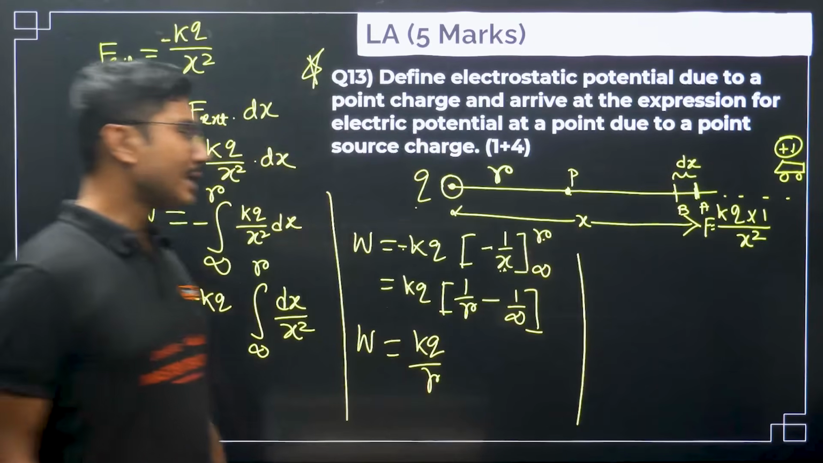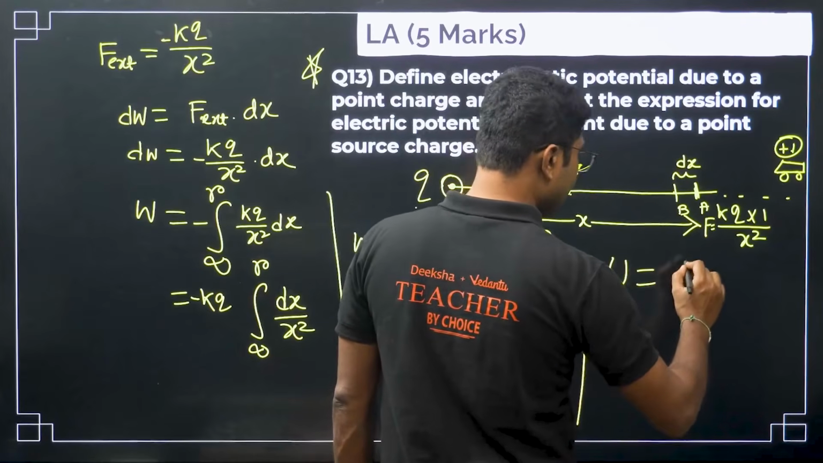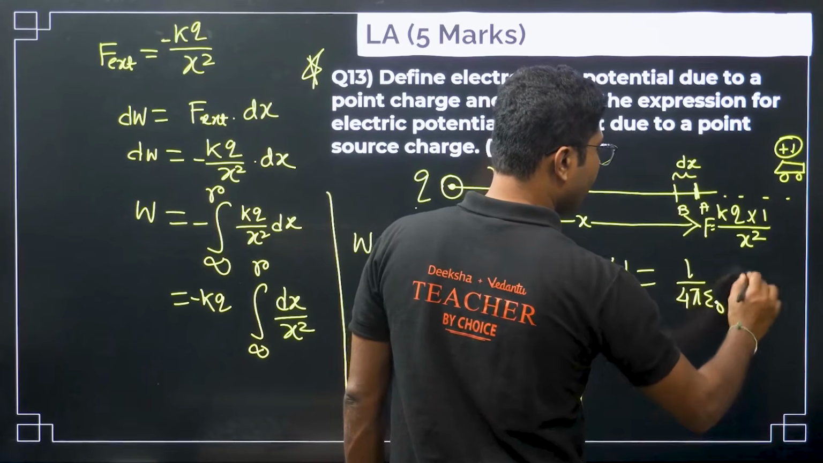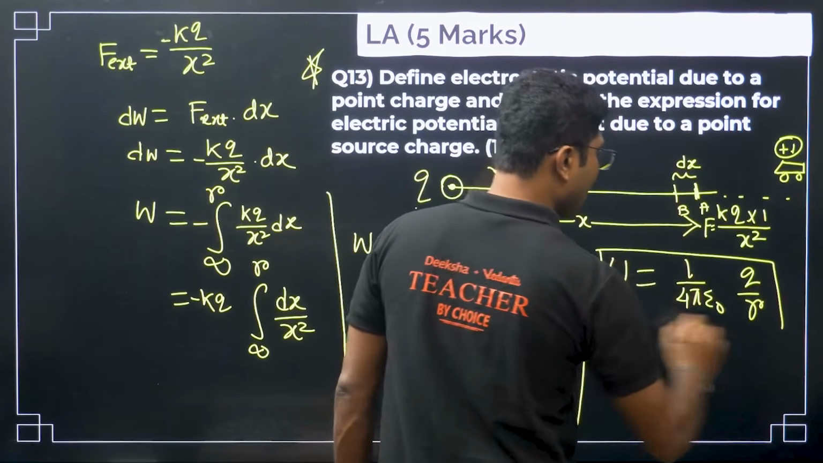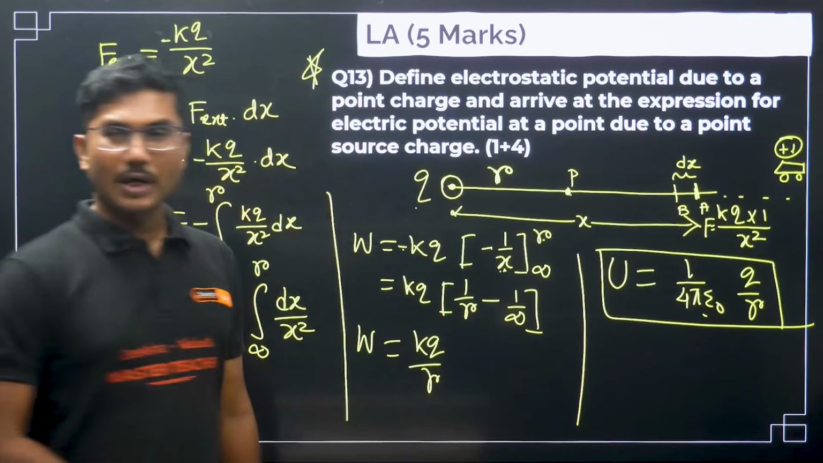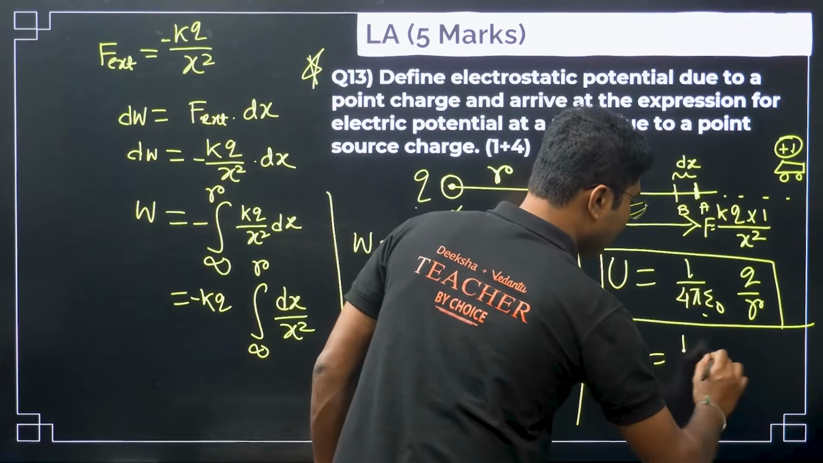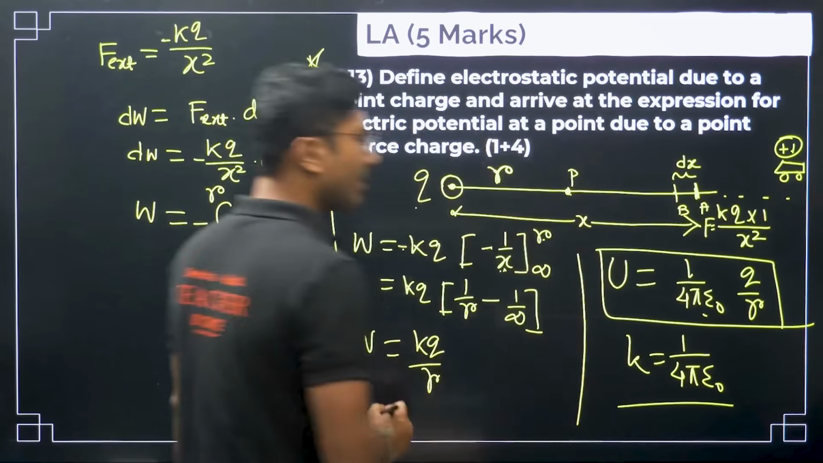So the work done that you do will be stored as the potential, that is k is 1 by 4 pi epsilon naught, q by r. Remember, in the final expression you have to put this as 1 by 4 pi epsilon naught. Don't keep the final expression with k, then the teacher might deduct 1 mark. You have to put this value.